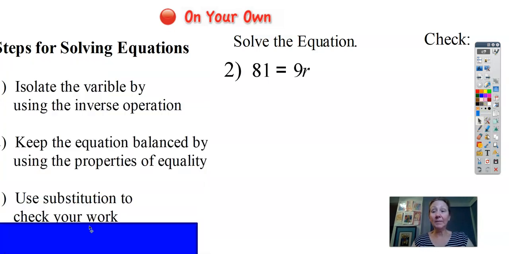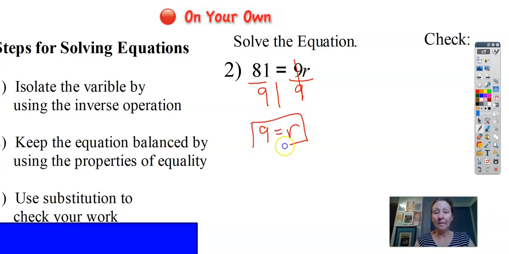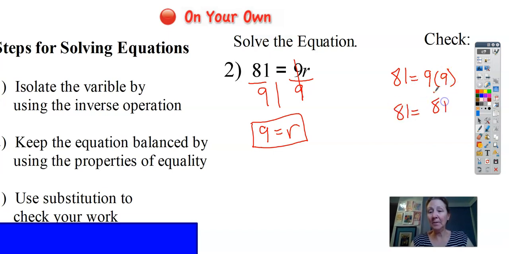There's the steps. Oh, that's the fancy steps. No, those aren't Ms. Flipner's words. There we go. Okay, I look at the side with the variable. The opposite of multiplying by 9 is dividing by 9. 9 equals R. I plug it into my check. 81 equals 9 times 9. Yep, 81 equals 81.